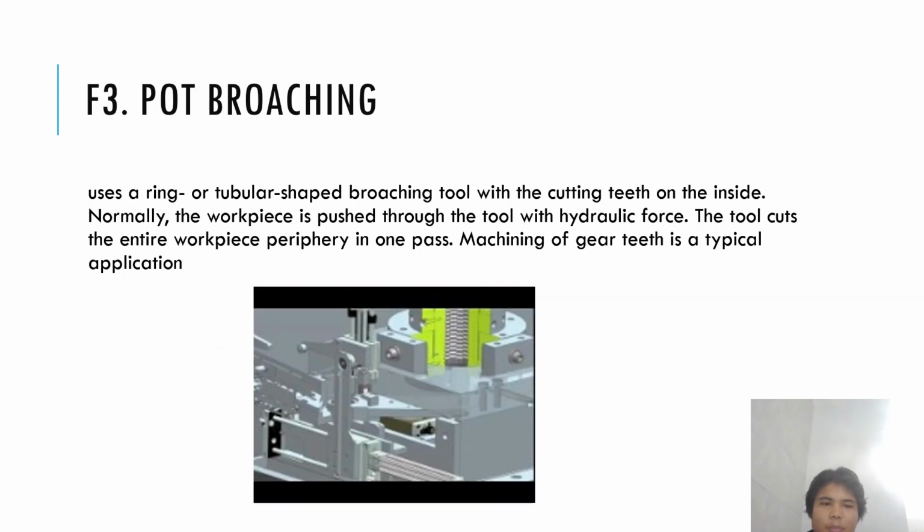And pot broaching, this is the last one. It uses a ring or tubular shaped broaching tool with cutting teeth on the inside. Normally the workpiece is pushed through the tool with hydraulic force. The tool cuts the entire workpiece in one pass. Machining of gear teeth is a typical application. And you can see this one on YouTube as well, because my internet is gone now.